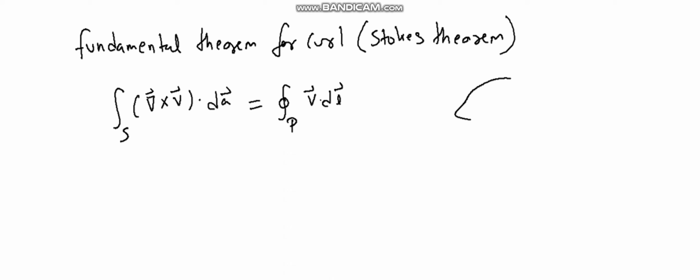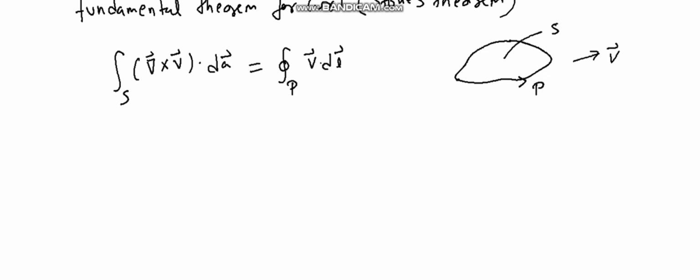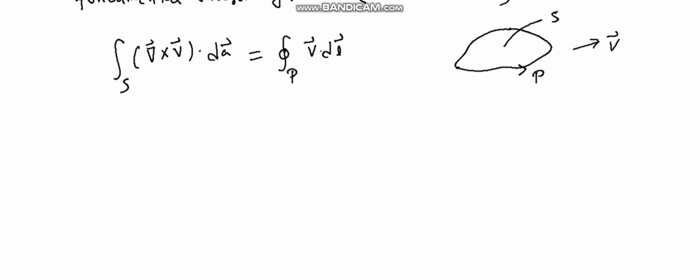If you look at the figure, this is some curve or path P which is closed, and of course there is a vector field V everywhere in space. So the line integral of that vector field along this path P is equal to the surface integral of the curl of that vector field over this surface S. Right, so we are going to prove it. Let's begin.